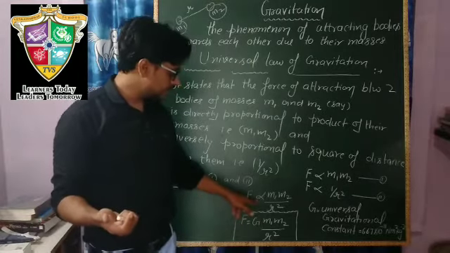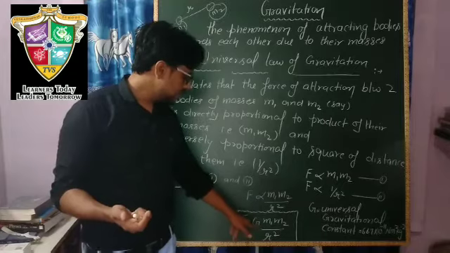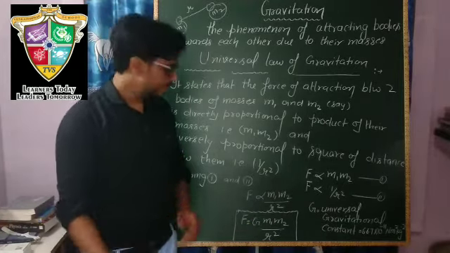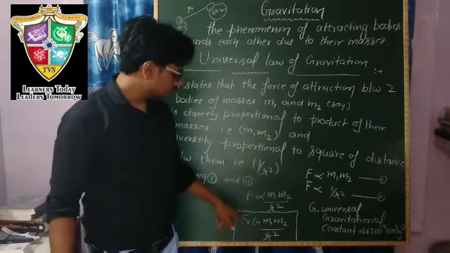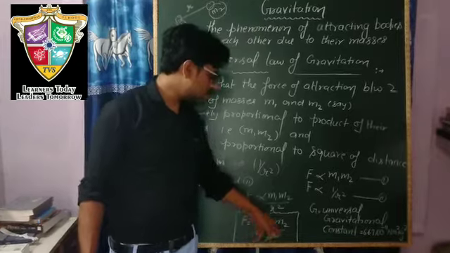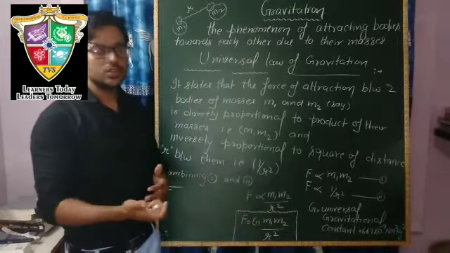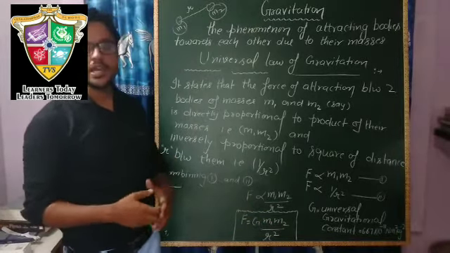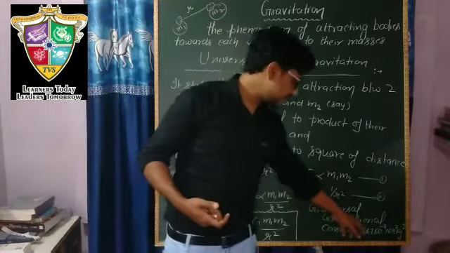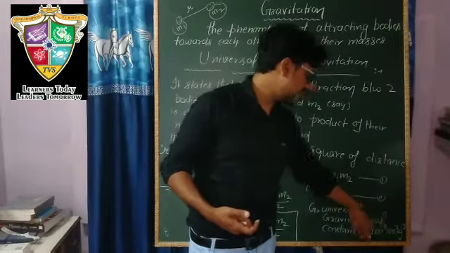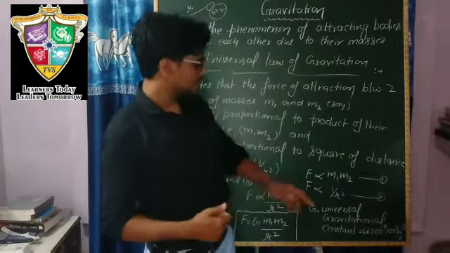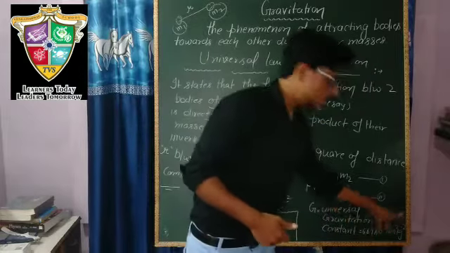If the proportionality symbol is removed, we apply a constant here, known as the universal gravitational constant, and it is denoted by G. So now the equation is F is equal to G m1 m2 upon r square. And students, the value of this G was given by Henry Cavendish, and its value is 6.67 into 10 raised to power minus 11 Newton meter square per kg square. This is the unit of G, and this is the value.